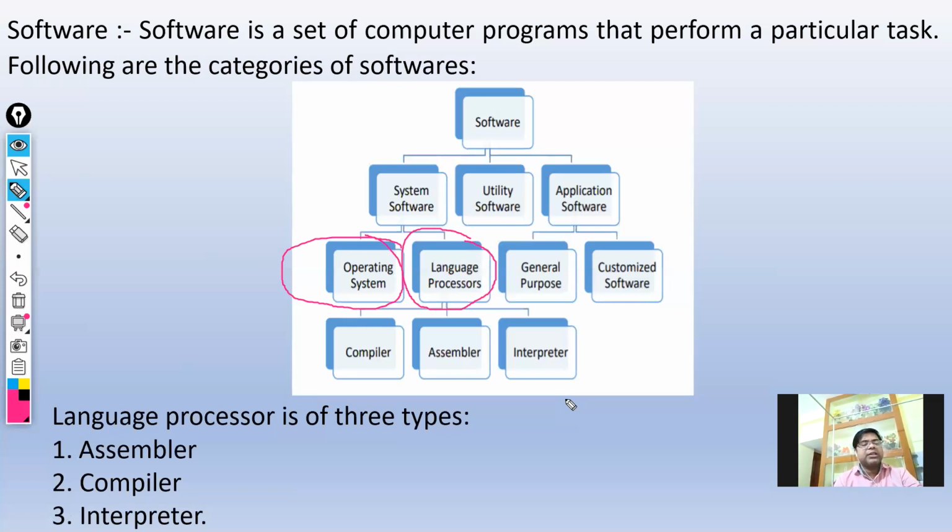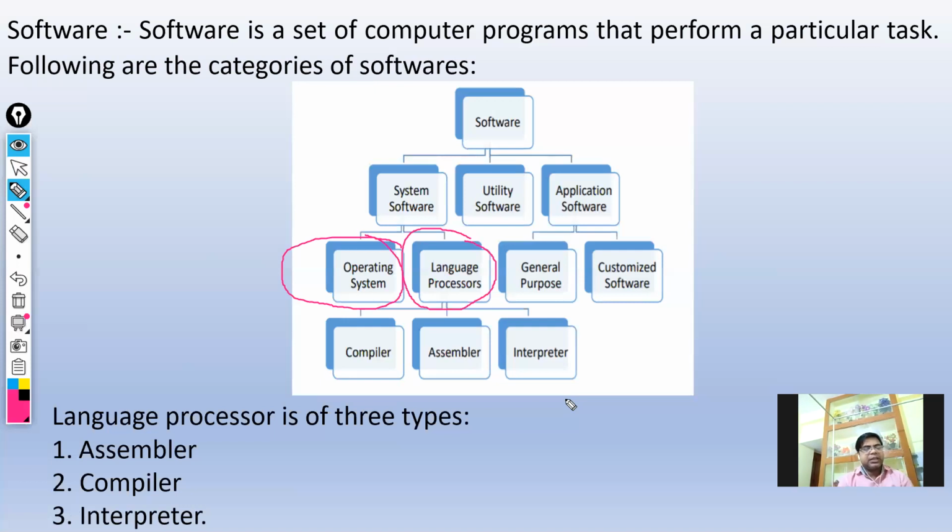So, what is a language processor? A computer understands instructions in the form of machine code, that is 0 and 1. The programs are written in English, like a high level language called source code. The source code must be converted into machine language in order to be executed, because as you know, we understand high level language, but the computer understands machine level language.